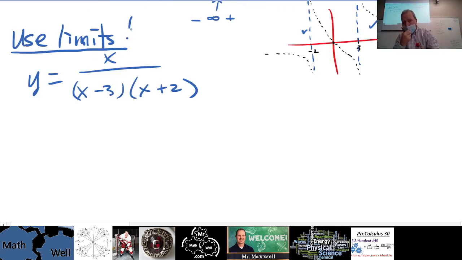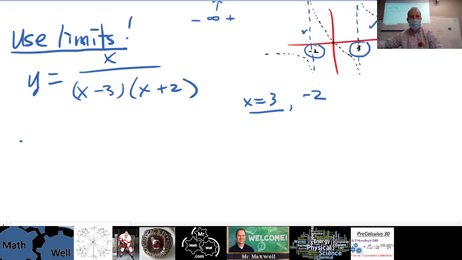All right, so now we're going to talk about using limits. How do you use limits, you say, Mr. Maxwell? Well, you identify your restrictions, okay? So x equals 3 and x equals -2 are points of interest here, right? That we may have some kind of asymptote, okay? So if we use limits, I want to find out what happens in and around each of these numbers.